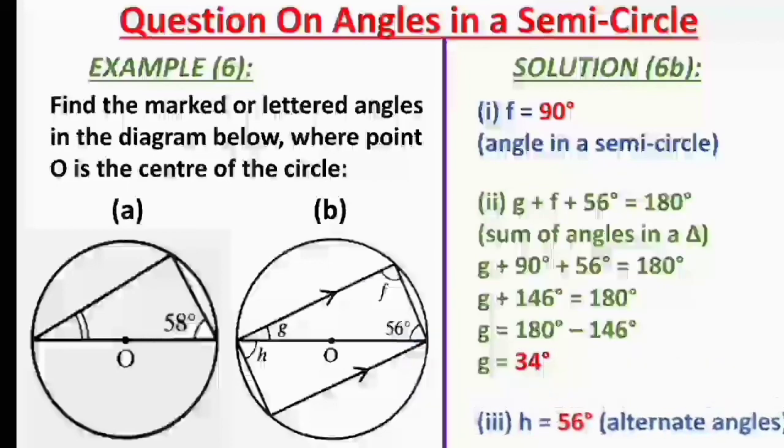Lastly, angle H should be 56 degrees because it is an alternate angle to the other 56 degrees in the triangle, considering the parallel lines. I hope the answers to question 6b are clear to you.